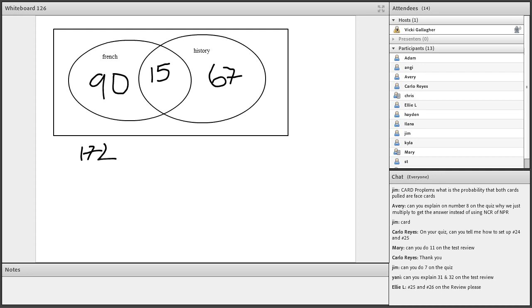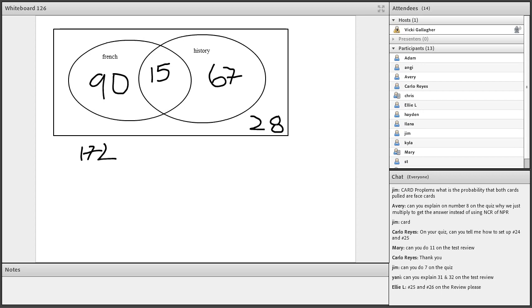But if I read the problem, it says there's actually 200 people. So finally, I'm going to do 200 minus 172, and that gives me 28. And 28 is what goes out here. And these are the students that are not studying French and are also not studying history. And so that's how you fill out the Venn diagram.